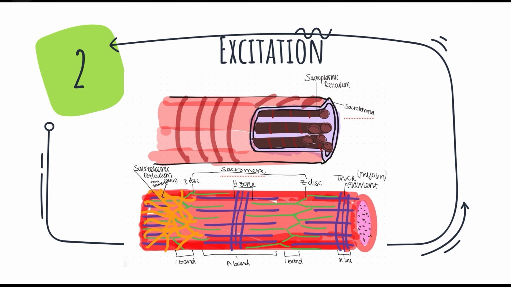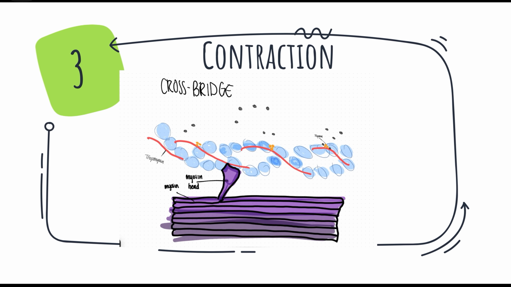Now we go on to phase 2, excitation. The action potential spreads across the sarcolemma and travels down structures called T-tubules. This triggers the sarcoplasmic reticulum to release calcium ions into the muscle cell. Calcium binds to a protein called troponin, which causes another protein, tropomyosin, to move away from binding sites on actin. This exposes the binding site so myosin can attach, which takes us to phase 3, contraction.